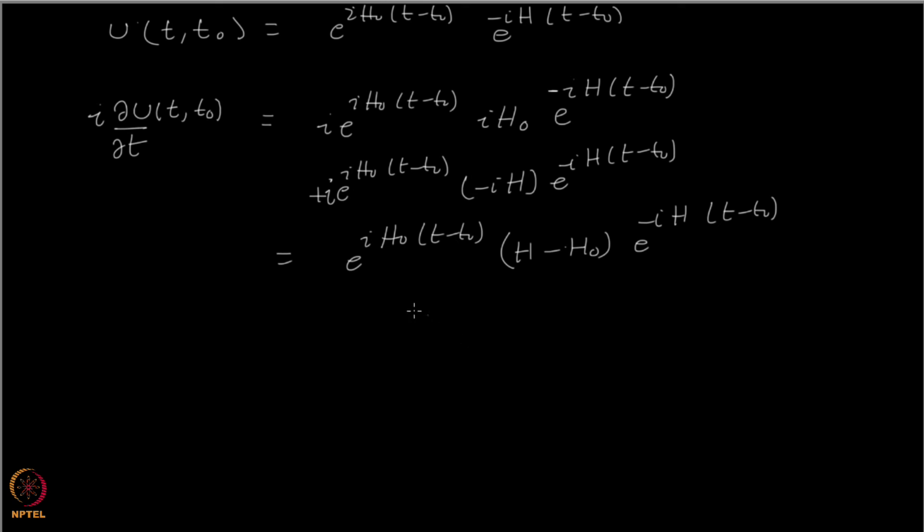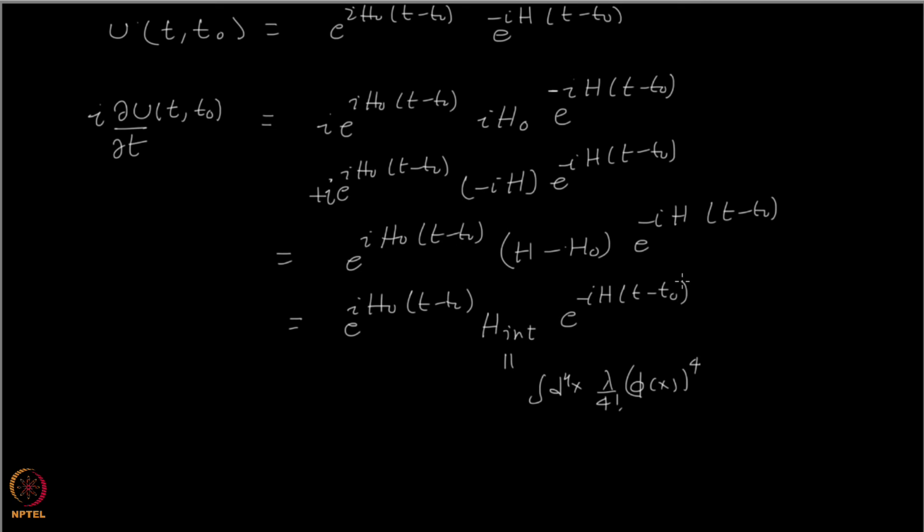Now this is getting very useful. You will see immediately why. So this is e to the iH0(t - t0). This is the interaction part, right? This is actually the following: integral d^3x lambda over 4 factorial phi(x) to the 4th, right? That's the difference of H and H0, and you have this factor e to the minus iH(t - t0).